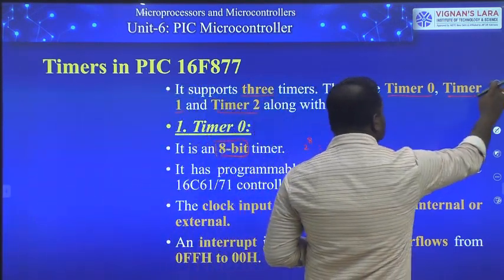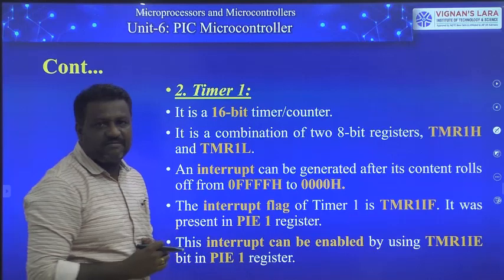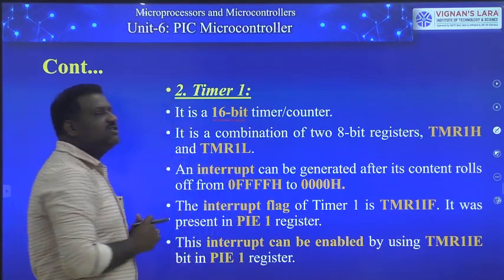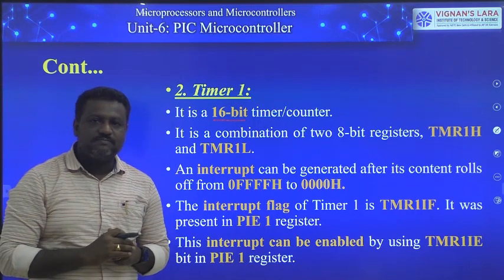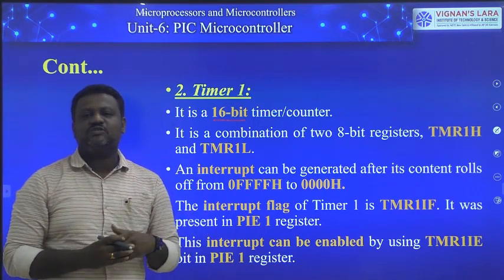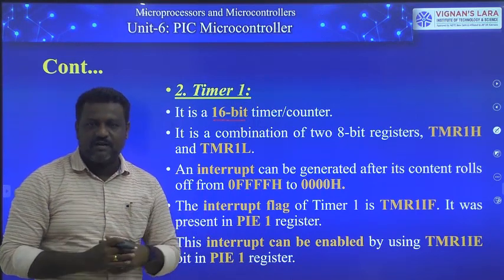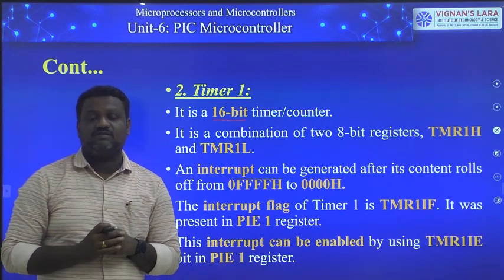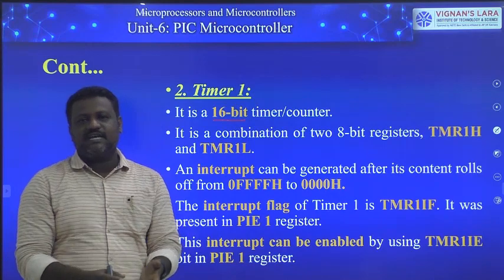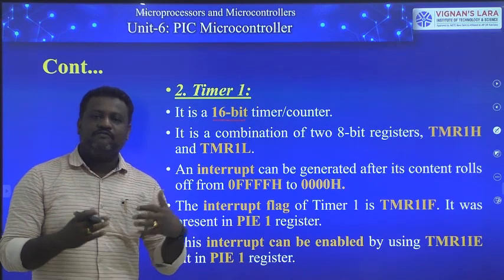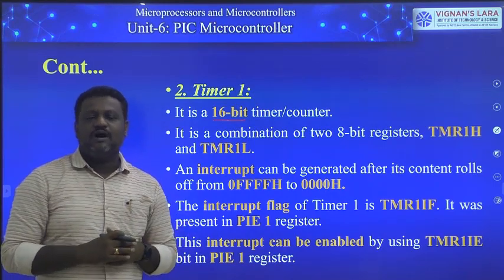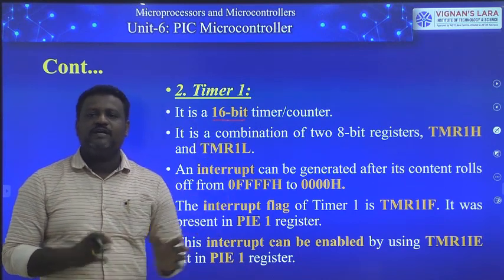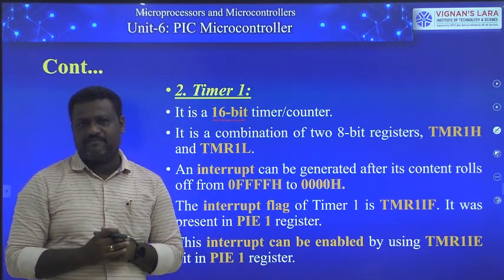Coming to the next one, that is timer 1. Timer 1 is a 16-bit timer/counter. In previous cases it was just an 8-bit timer/counter, but now timer 1 is a 16-bit timer/counter. No doubt, it acts as a timer when it receives the clock signal from the internal oscillator circuit, and if it receives the clock signal from an external source, then the same timer 1 acts as a counter itself.